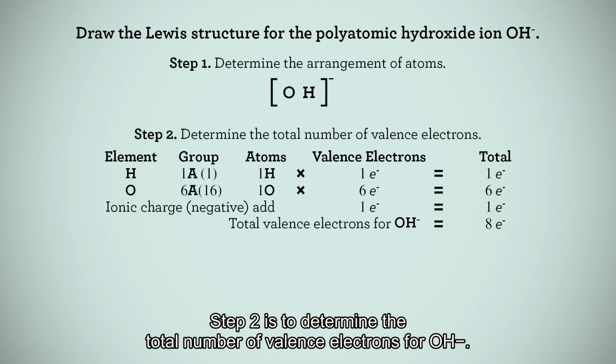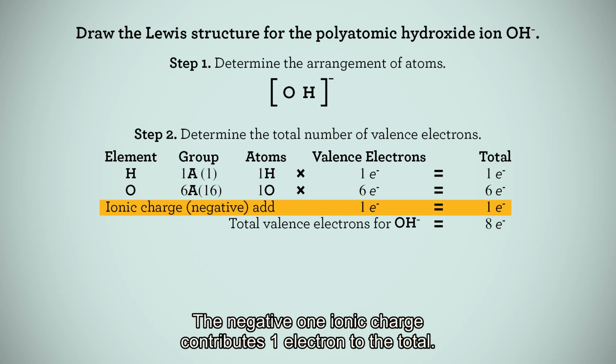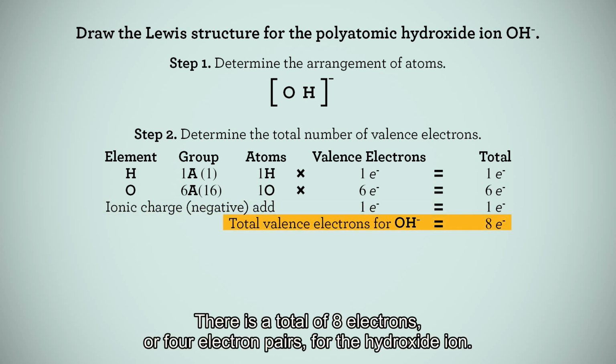Step 2 is to determine the total number of valence electrons for OH-. Hydrogen has 1 valence electron, and oxygen has 6 valence electrons. The -1 ionic charge contributes 1 electron to the total. There is a total of 8 electrons, or 4 electron pairs, for the hydroxide ion.